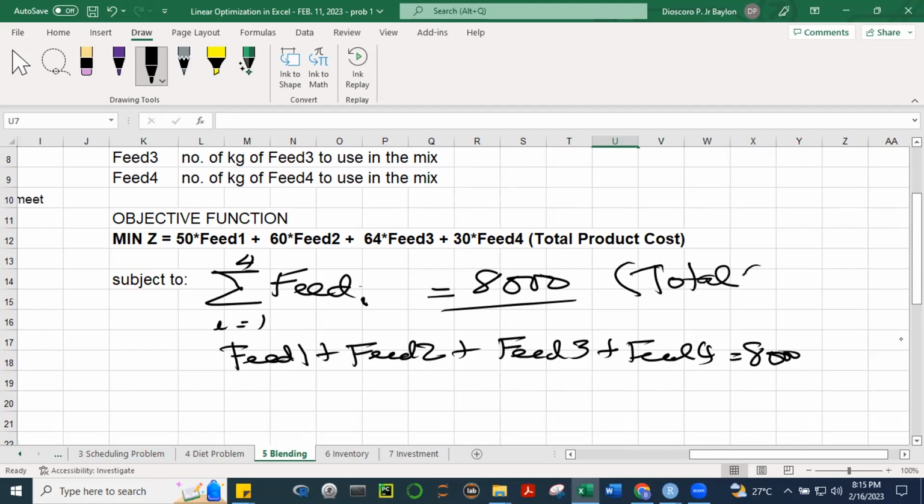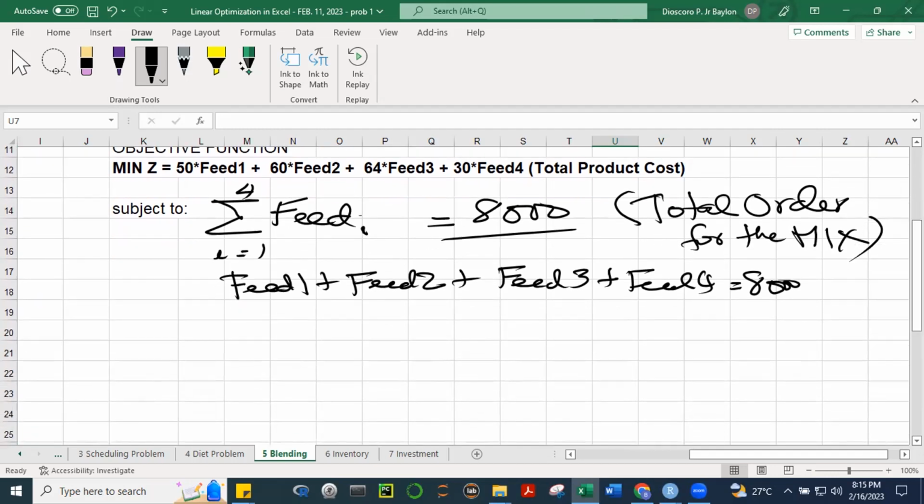Total order for the feeds, no? For the mix. Okay, so that's the first constraint. Okay, what are the other constraints?